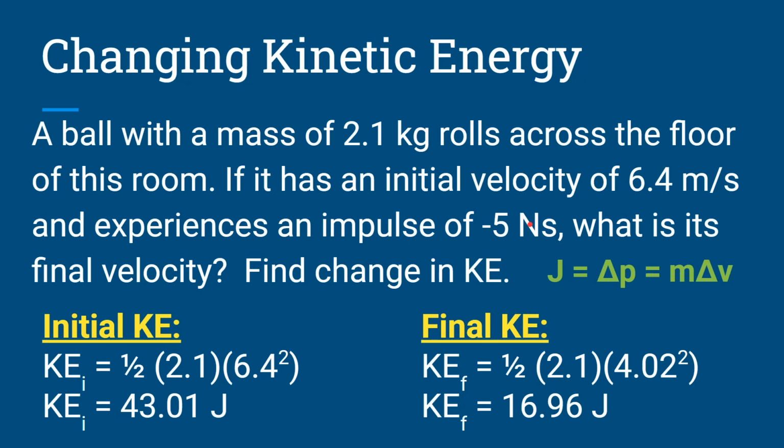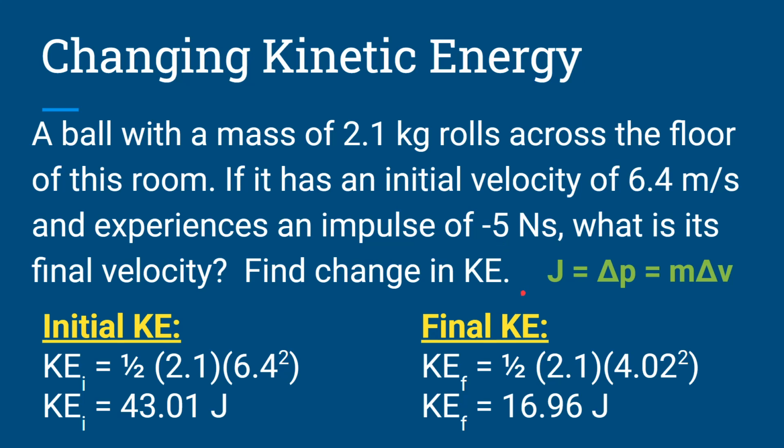And you can ask yourself, does this make sense? And hopefully you think that it does, because the impulse had a negative sign in front of it. So it should be causing it to slow down, which means it should be losing energy. And look at those energies. It goes from 43 to 17. So yeah, it lost energy. That makes sense. If it had gone up, I did something wrong. Okay, so make sure that your stuff makes sense.